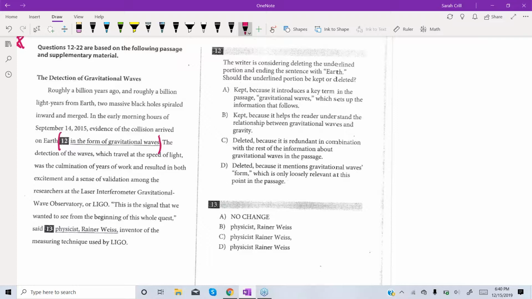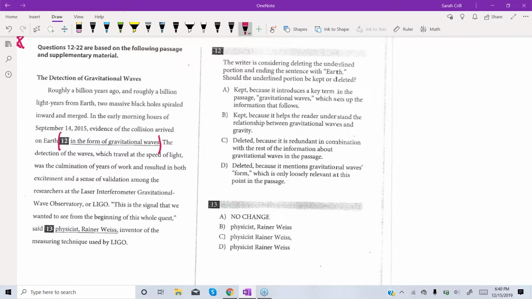So my first instinct would be to keep it. It kind of introduces this new term. But let's see, you can use the explanations for the kept or deleted versions to decide whether these things are actually happening. So for A, it says kept because it introduces a key term in the passage, gravitational waves, which sets up the information that follows.